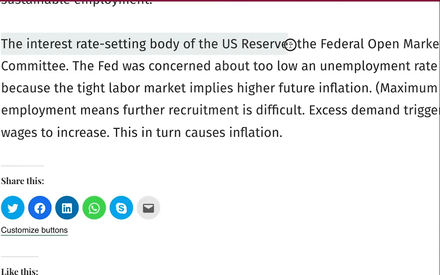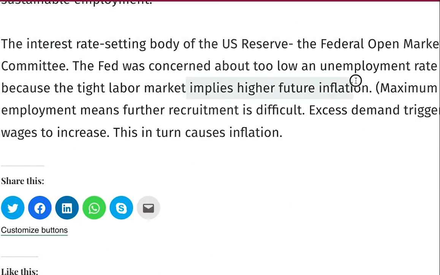We know that the interest rate setting body of the U.S. Federal Reserve is called the FOMC, or in other words, the Federal Open Market Committee. The Fed was concerned about too low an unemployment rate because a tight labor market implies higher future inflation. What does this mean? It means that if the unemployment is too low, then the labor market is tight.